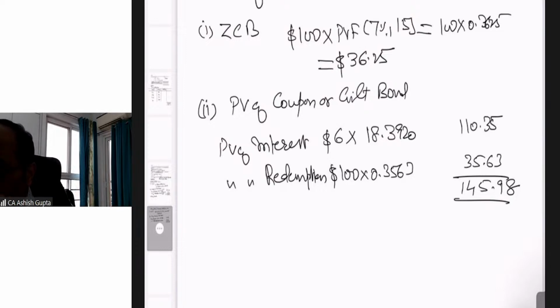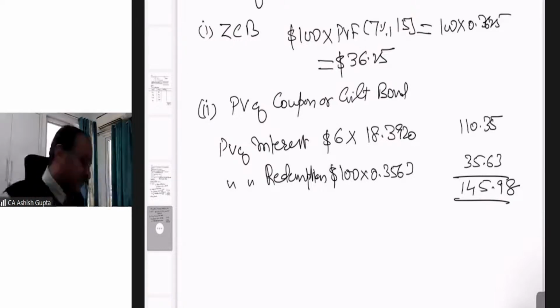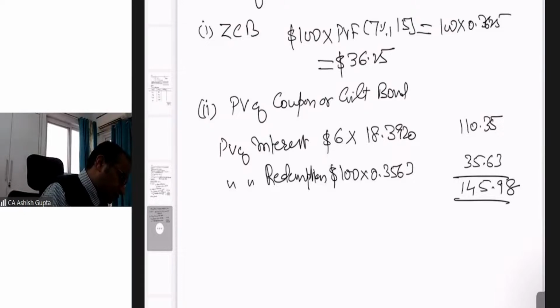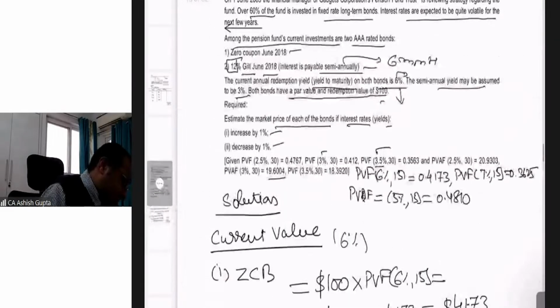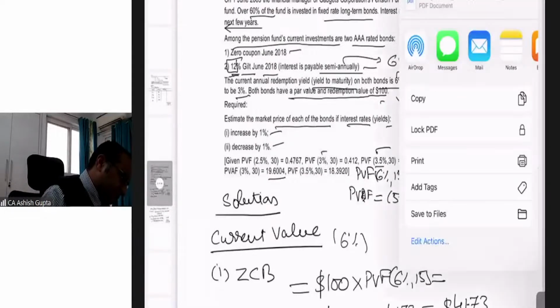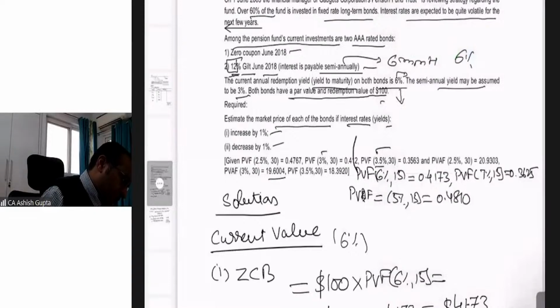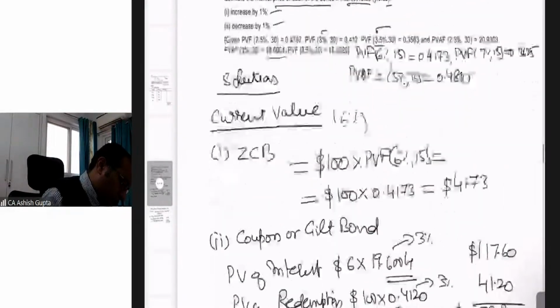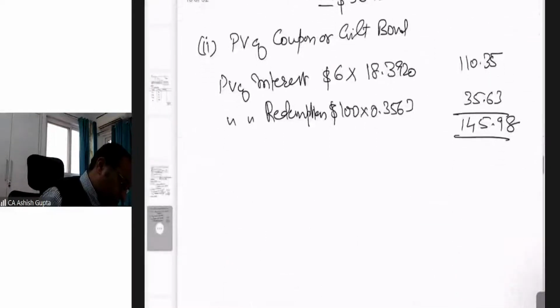But sir, interest payment on gilt bond is semi-annually, right? Yes, that's why I am saying, see here, in the question the bond rate is 12%. So semi-annually it will become 6%. That's why we have taken 6. Okay, madam, so we have got this payment.